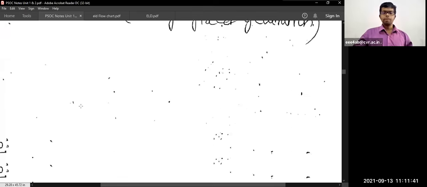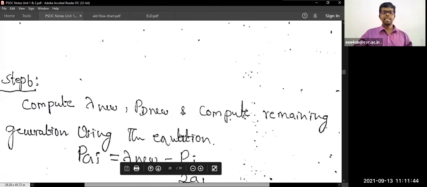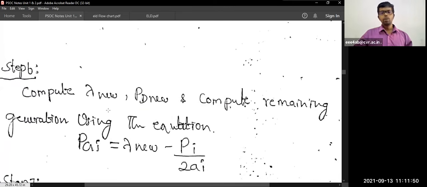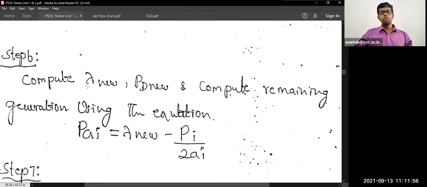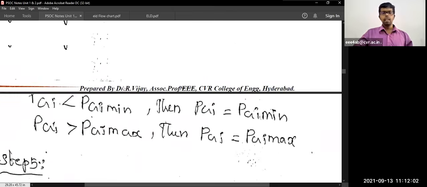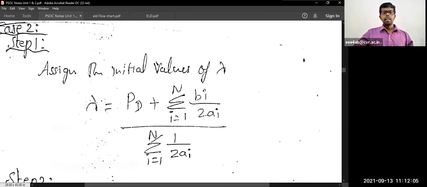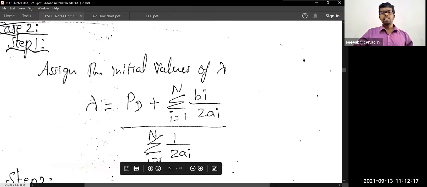So what is the next step? What is step number 6? Step number 6 is compute the new lambda, that is lambda new from PD new, and compute the remaining generation using the equation. So new lambda, what is the formula? Same formula only. Lambda new is equal to PD new plus summation i equal to 1 to n of b i divided by 2a i, the whole divided by summation i equal to 1 to n of 1 divided by 2a i. So this is the lambda new value.